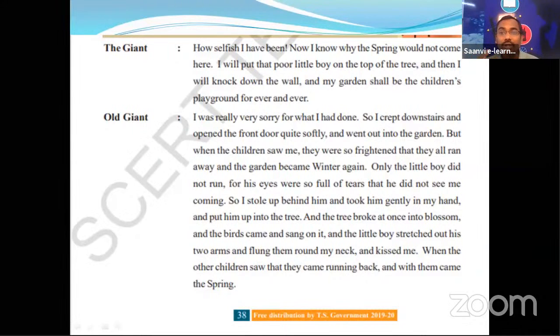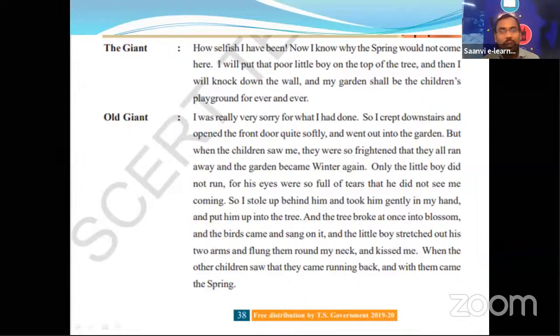So I crept downstairs and opened the front door quite softly, without making any sound. Why? Because if the children see the giant, they would run away from there, isn't it? That's why he slowly and quietly opened the door. He went out into the garden, but when the children saw me, they were so frightened that they all ran away and the garden became winter again.